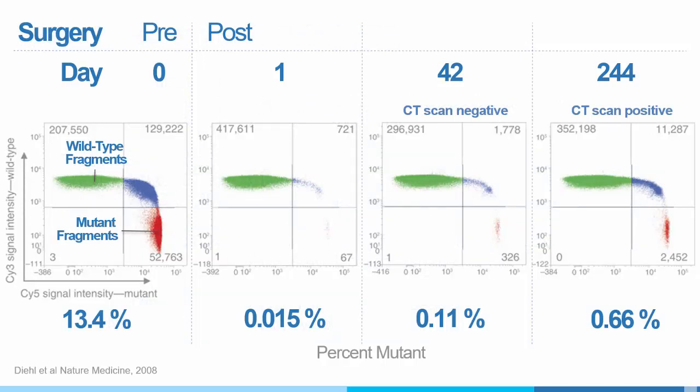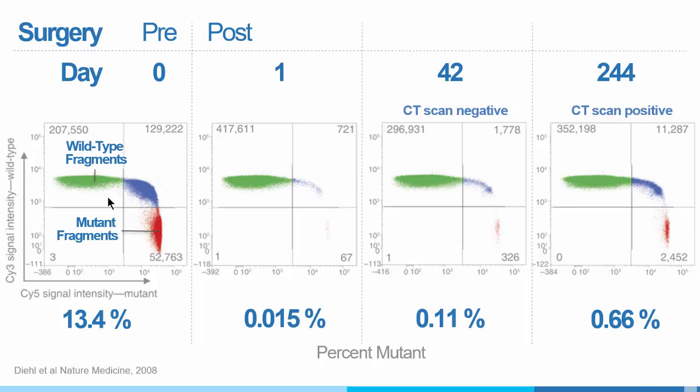Colorectal cancer patient undergoing definitive curative therapy. And this patient had a mutation of APC in the tumor that was resected. This quadrant here in the red are the mutant fragments in that patient's blood. The ones in the green are the wild-type fragments. 1 day after surgery, post-op, we draw blood. We measured circulating tumor DNA, the same APC mutation that's in the tumor. It's almost all gone, 0.015%. Day 42. CT scan's negative.